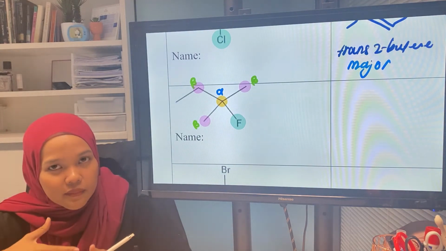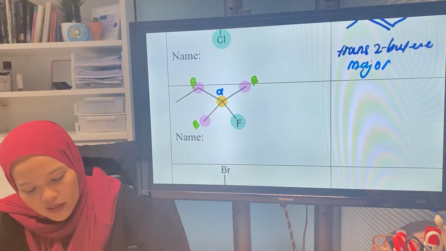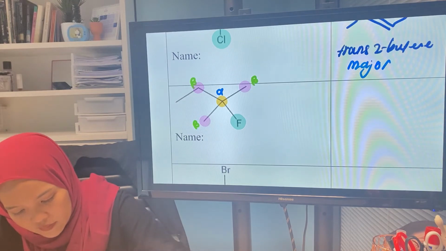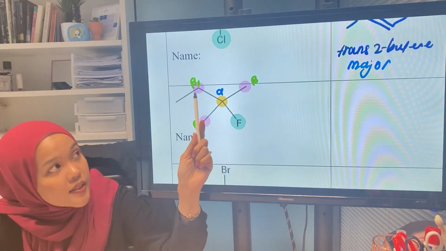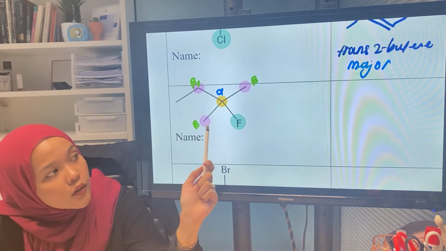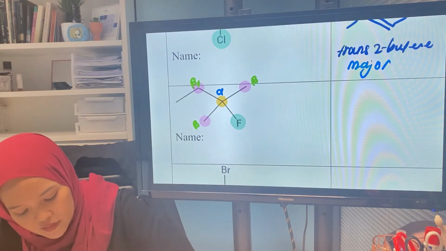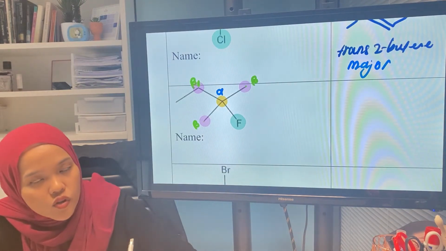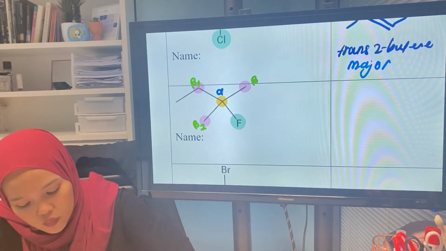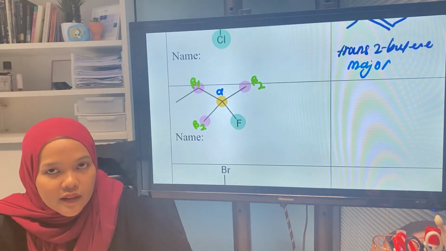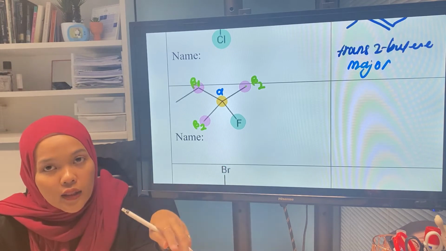Are they the same types of beta carbon or not? Look at this one. The beta here is beta 1 because this one is CH2. But if you look at this one, it is CH3, and this one is CH3 as well. So they are the same type of carbon: beta 2, beta 2. So how many types of product are you going to have? You are going to have 2 constitutional isomers.